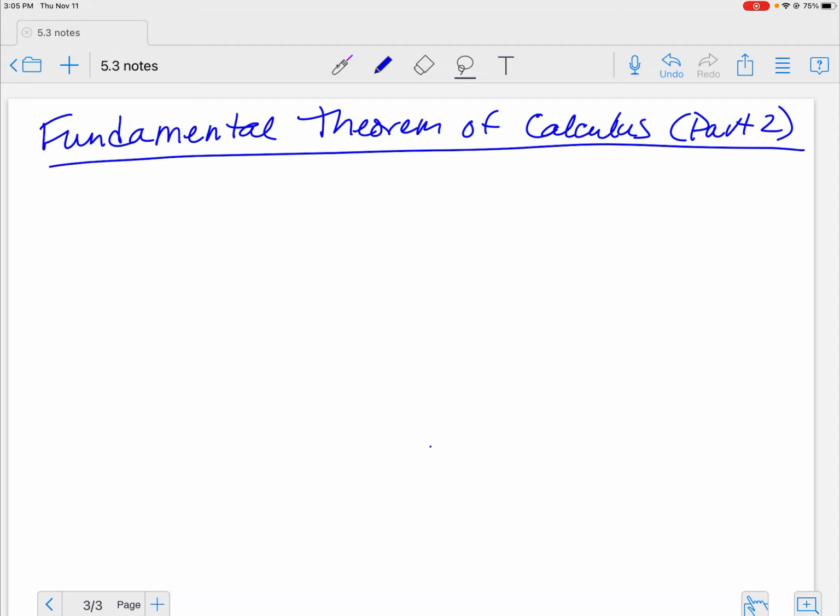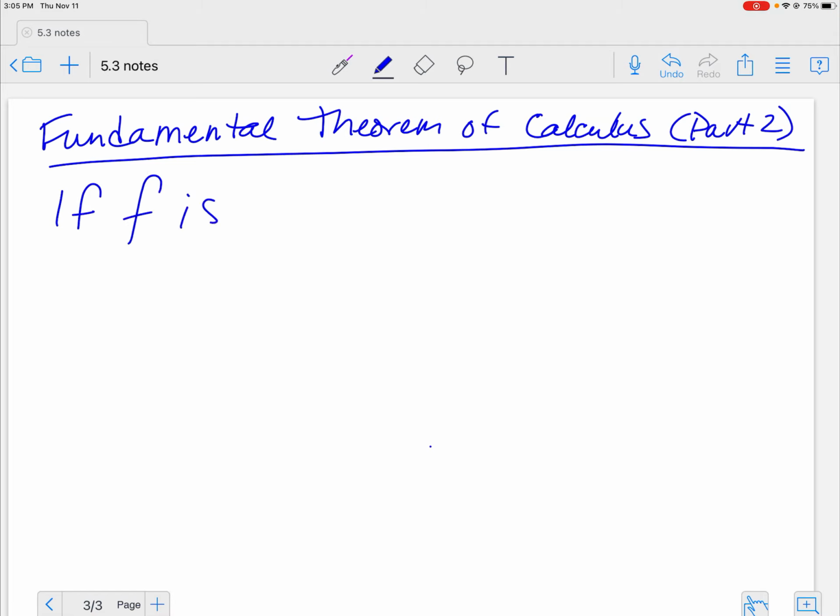All right. Here's the mother lode, ladies and gentlemen. Anytime you have a definite integral, this is how you are going to solve it every single time. So whenever we have the fundamental theorem of calculus, part 2 is where we live and breathe. So here it is.